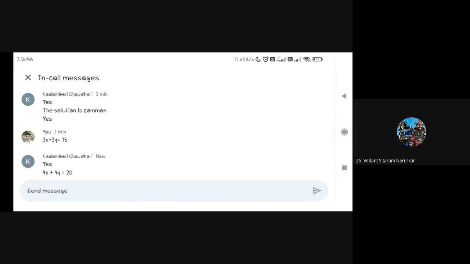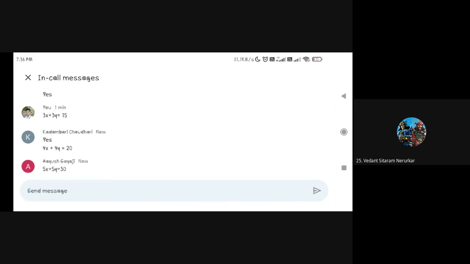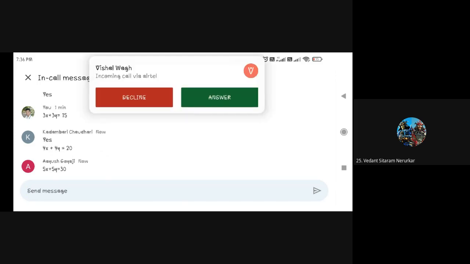Now, next example will be given by our Ayush or Vedant. Tell me one more example like this. 4x plus 4y is equals to 20 hai. So, how can we write a next example equation? No, 5x plus 5y is equals to 30. 30 is correct. Do it again.